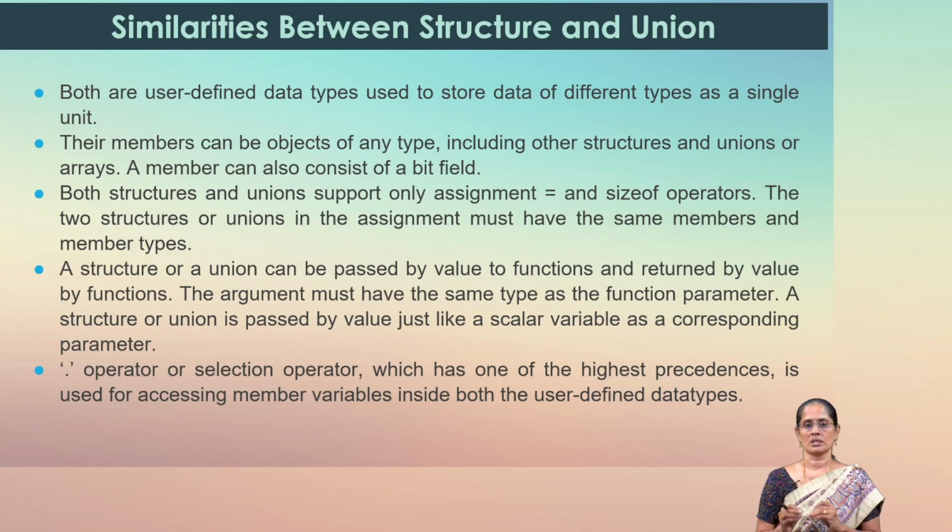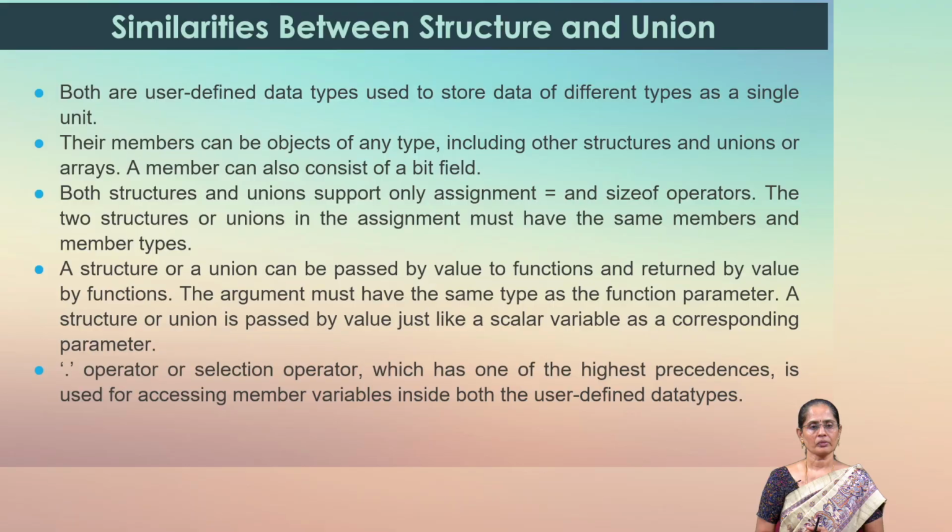Both structures and unions support only assignment and sizeof operators. So, we have to be very careful in using both structures and unions. A structure or a union can be passed by value to functions and returned by value by functions. The argument must have the same type as the function parameter. This we have already learnt on structures. The same way the union can also be passed as a value by the concept of call by value. Also, we can make use of pointers to point to structure variables or union variables. We will be able to even pass the pointer to a structure or union as a parameter, that is also possible.